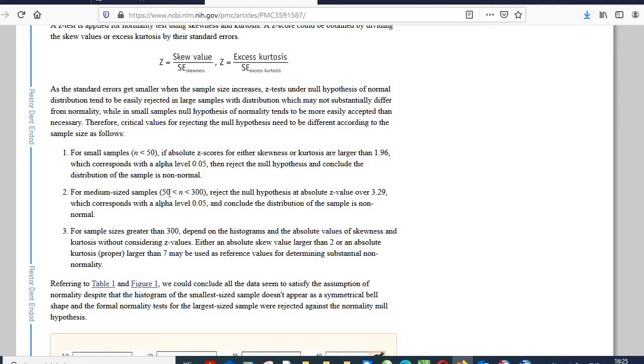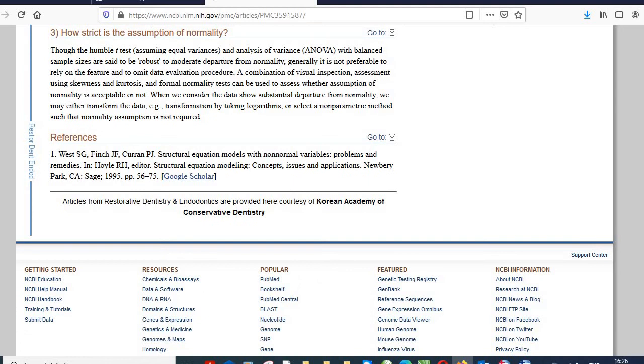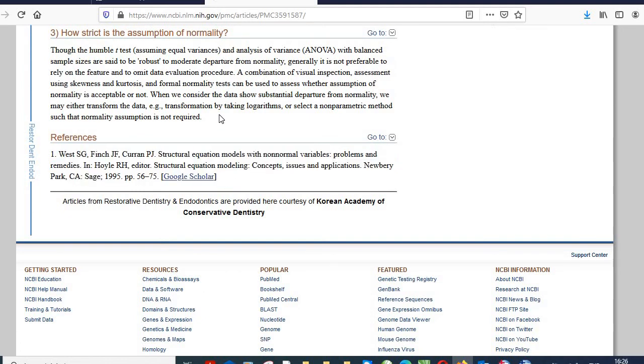If you are between 50 and 300, you're going to consider 3.29, and if it is larger than that, I'm preferring to use this value again, to be more precise. Now, in order to be more and more precise, I suggest you to use that one, 1.96. And also let me show you the reference of West et al. This is a good article. Please find and read it.